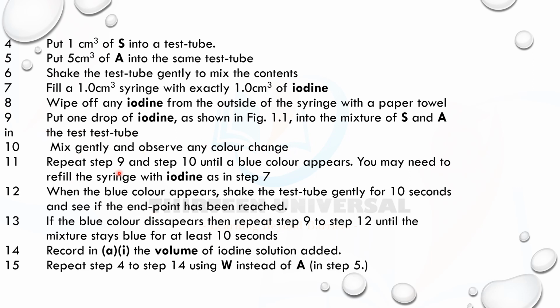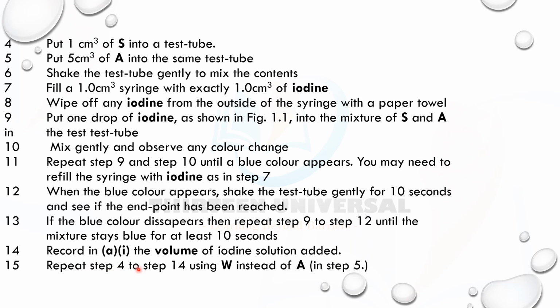Repeat steps 9 and 10 until a blue color appears. You may need to refill the syringe with iodine. When the blue color appears, shake the test tube for 10 seconds and see if the endpoint has been reached. If the blue color disappears, then repeat steps 9 to 12 until the mixture stays blue for at least 10 seconds. Record the volume. So you see, what you're recording is volume. That's what I mentioned. That's your independent variable: the volume of iodine solution added.